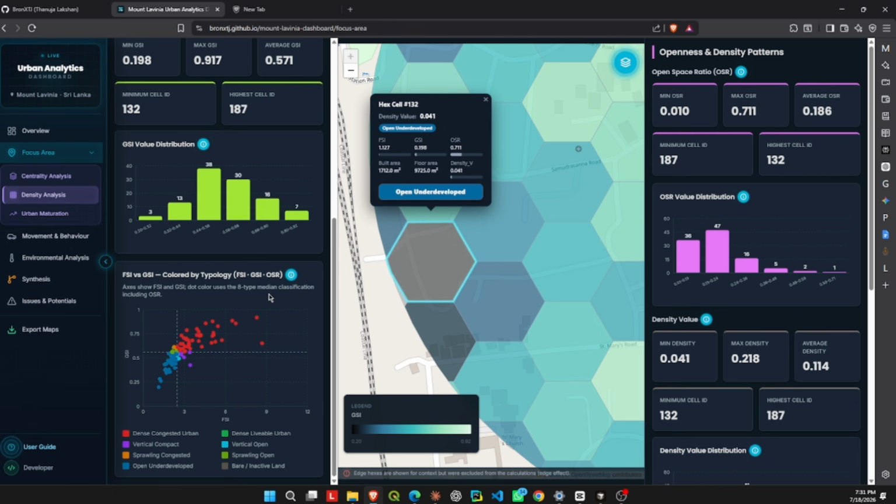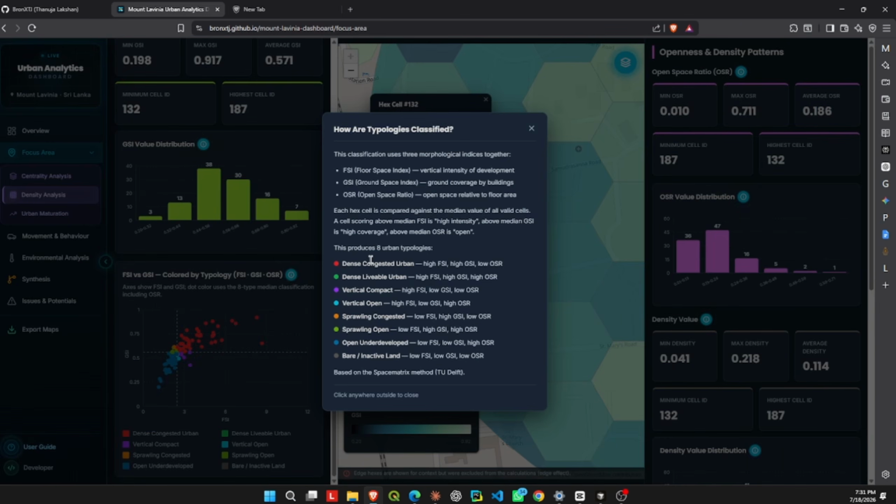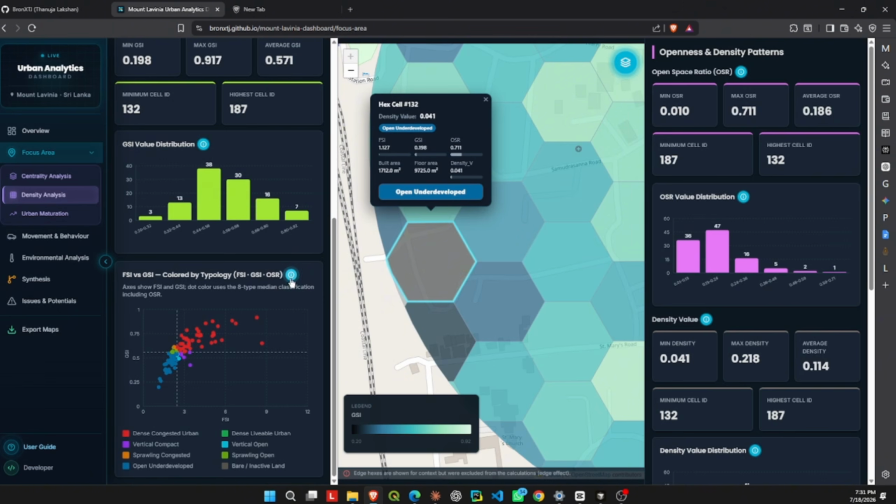So what is the rationale behind that? Why did we put dense congested? High FSI, high GSI, and low OSR. Why did we put dense livable? High FSI, high GSI, high OSR, and likewise. All the information is there in these indicating cards, these indicating icons.